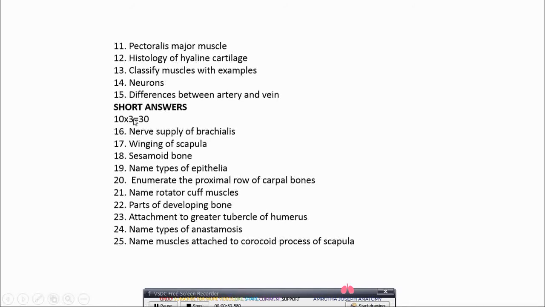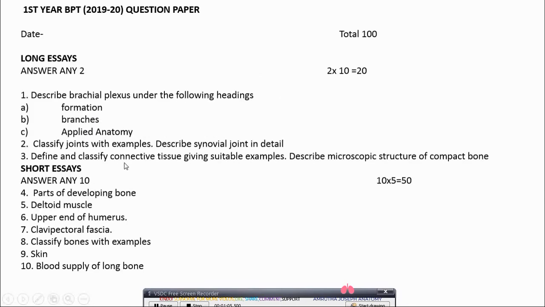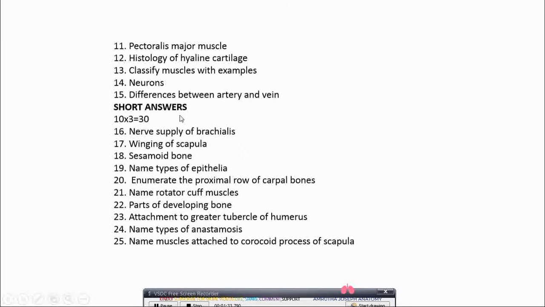Now in the first section, that is long essay, for the 10 marker you need to draw at least 2 diagrams. If you draw more than 2 diagrams, it's good. Now for the short essays, or the 5 marker, you need to draw at least one diagram. Again, if you draw more diagrams, it's fine. And for the last one, short answers, you need to mention only the points, whatever is asked, and you can score good marks in this.